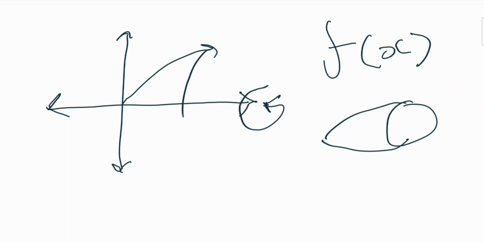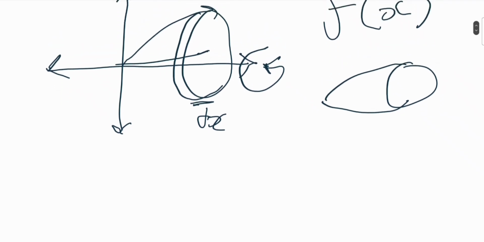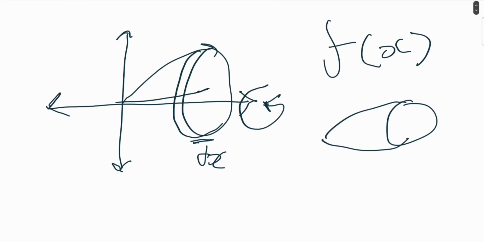So it creates these discs, as the name suggests, disk and washer method. It creates these discs, and they have like the length between them, okay? The width of the disc is going to be dx, okay? So they are infinitesimally small, right? Okay, so that's essentially what we want to find with this.